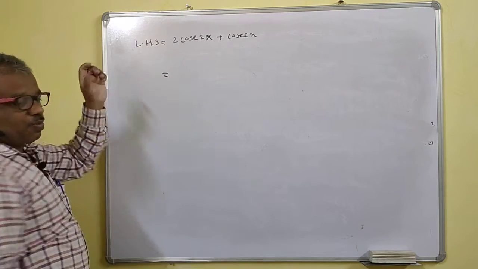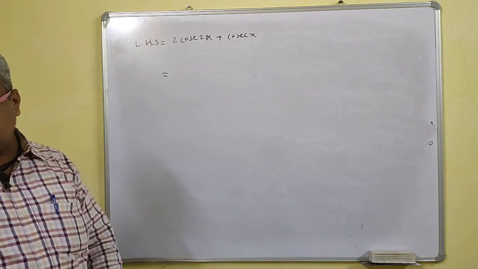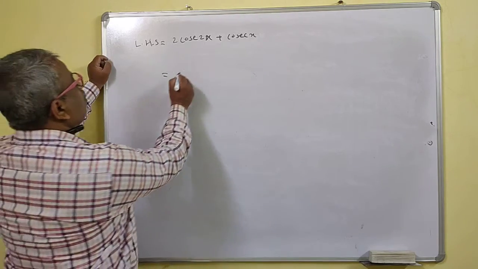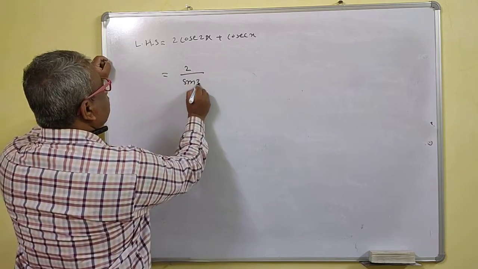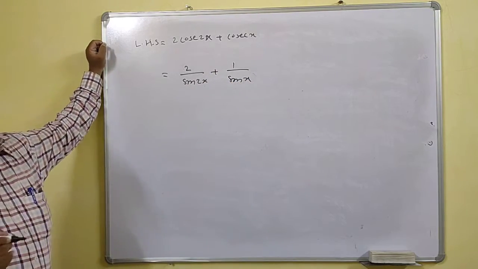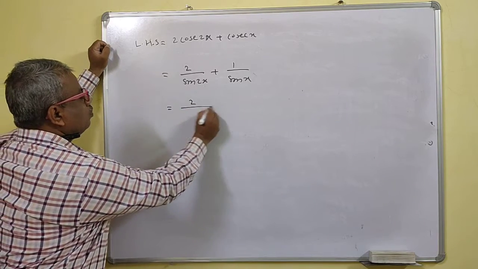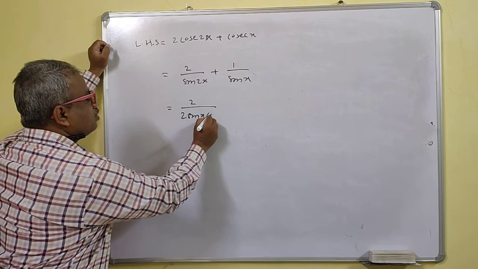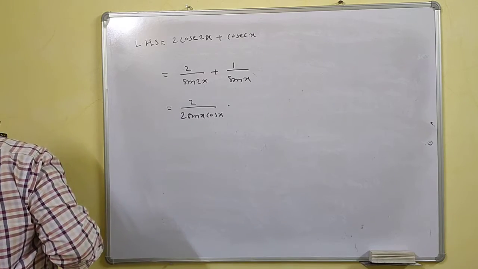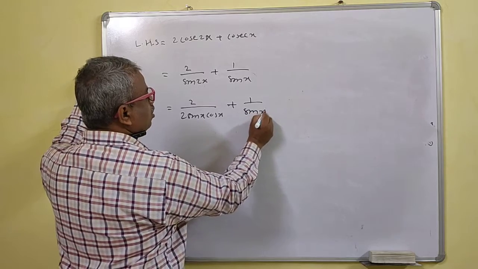We don't know the formula in terms of cosec, right? So we'll convert this in terms of sine and cos now. Sine, cos, tan, it is better to convert in terms of these. So this is 2 upon sin 2x plus 1 upon sin x. So this is equal to 2 upon 2 sin x cos x plus 1 upon sin x.